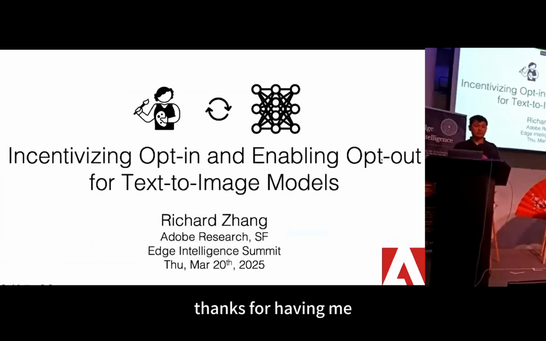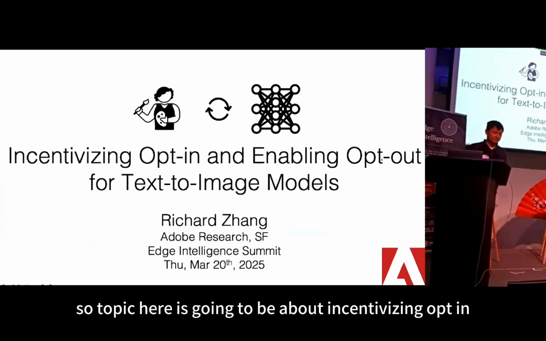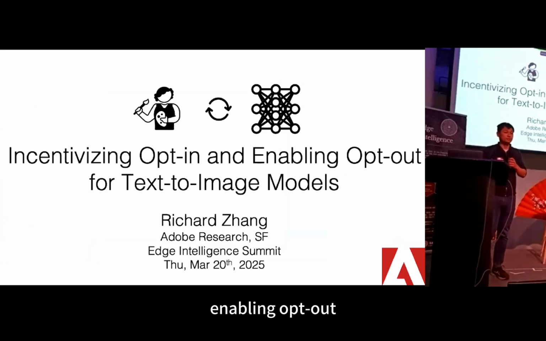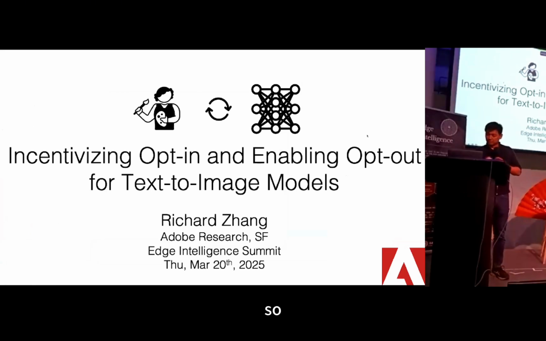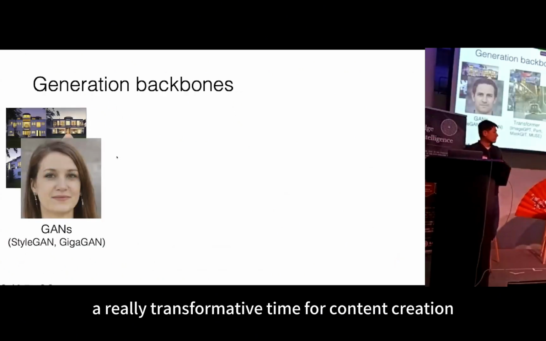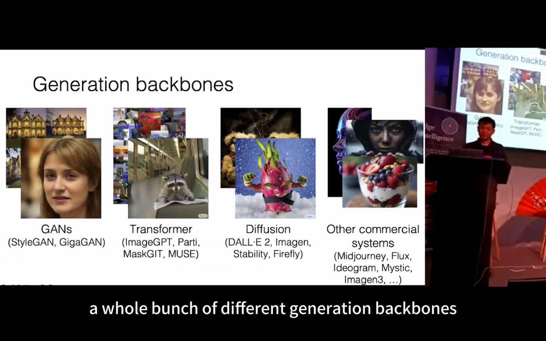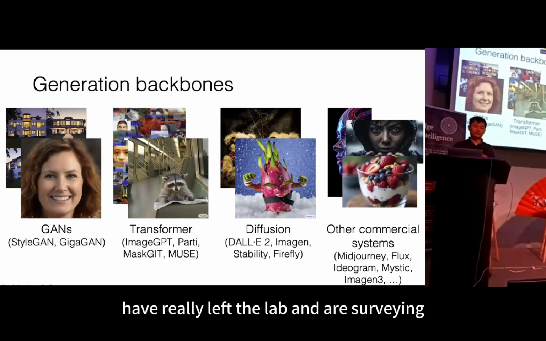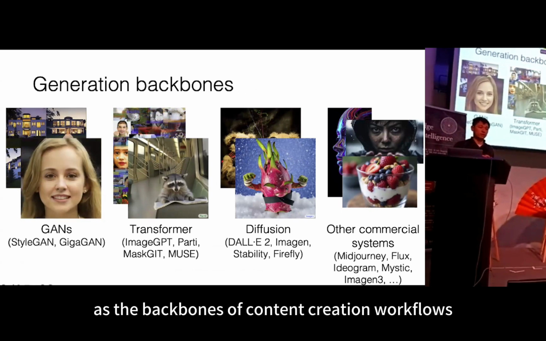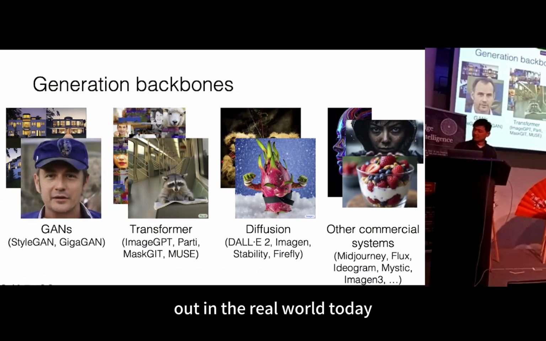Thanks for having me. So the topic here is going to be about incentivizing opt-in, enabling opt-out for text-to-image models. So we're all here because it's a really transformative time for content creation. A whole bunch of different generation backbones, as has just been overviewed, have really left the lab and are serving as the backbones of content creation workflows out in the real world today.